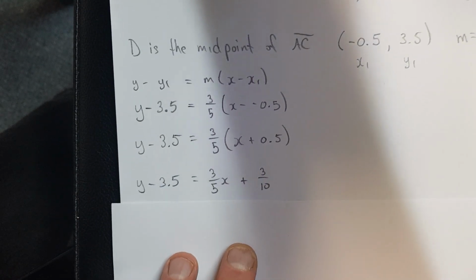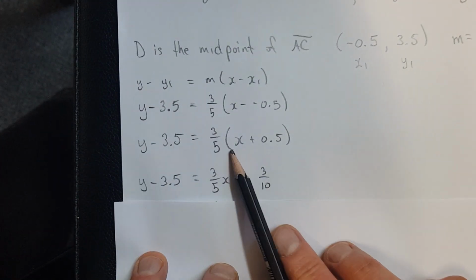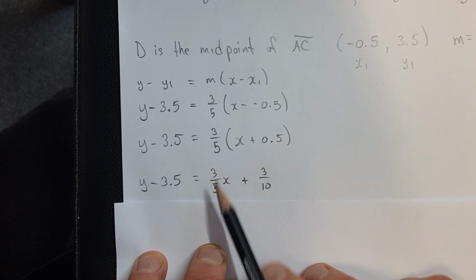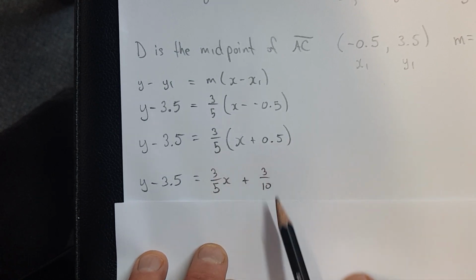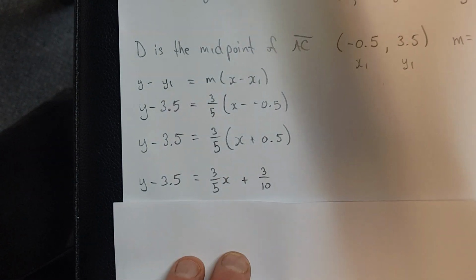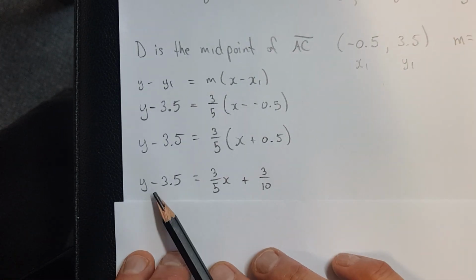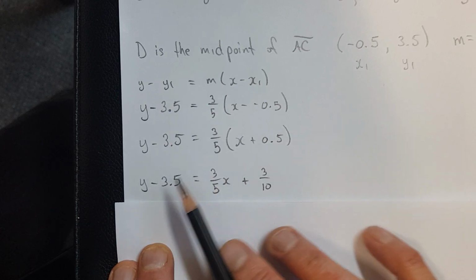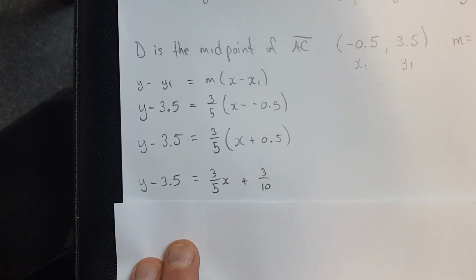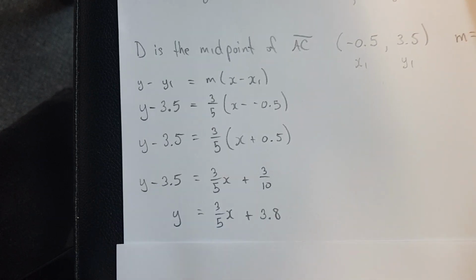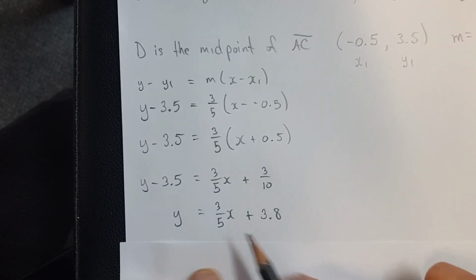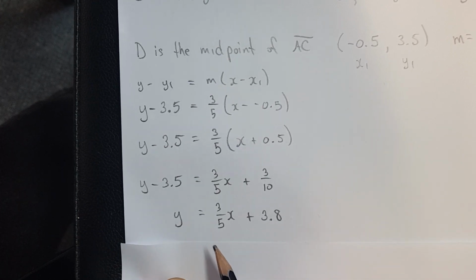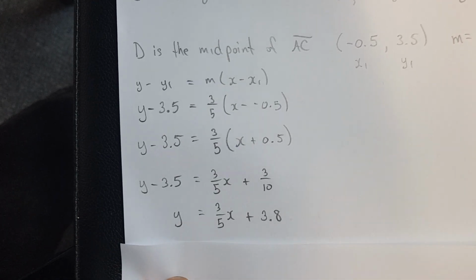We're again going to use our algebra to simplify. The brackets mean multiply. 3/5 times x is 3/5 x. 3/5 times 0.5 is 3/10. You can use your calculator for that. Now we want to get the y by itself. We're going to undo the minus 3.5, change sides, change operation. So we'll add 3.5 to both sides. And that gives us, this is the equation of the perpendicular bisector: y is 3/5 x plus 3.8.